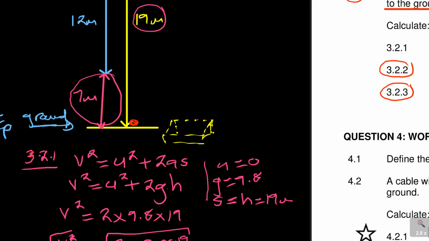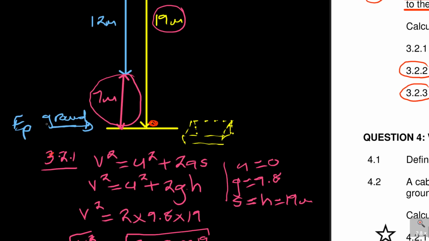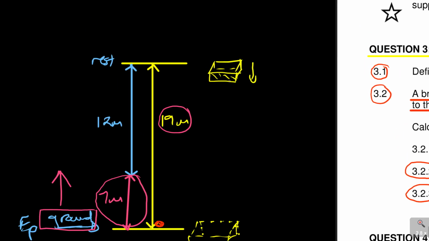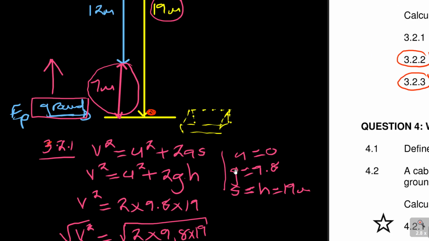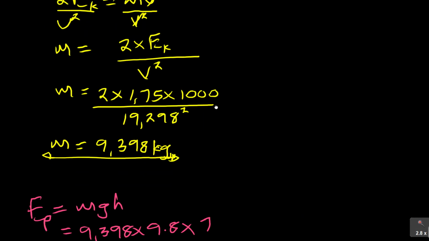When we are dealing with potential energy, we are starting from the ground going up. Kinetic energy, we are starting from rest going down. That's EK. It's falling from rest in a way, okay, and then it's going down. Potential energy is the energy of the object in reference to the distance from the ground. Okay, so it has got to do also with gravity.